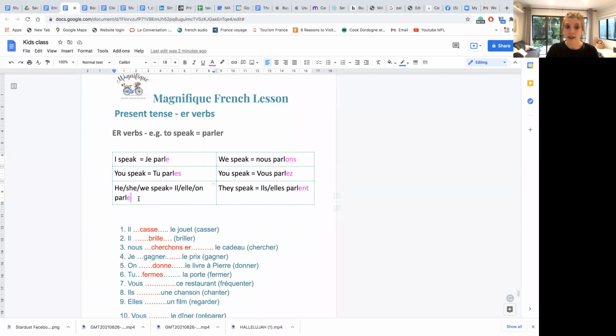So the way that I explain it is you take off the ER and you add back the E. You take off the ER here and you add back the ES. You take off the ER and you add back the E. Why do we even need to do this? Because in English, you say I speak, he speaks. See how it changes as we change pronoun, the verb needs to adapt.